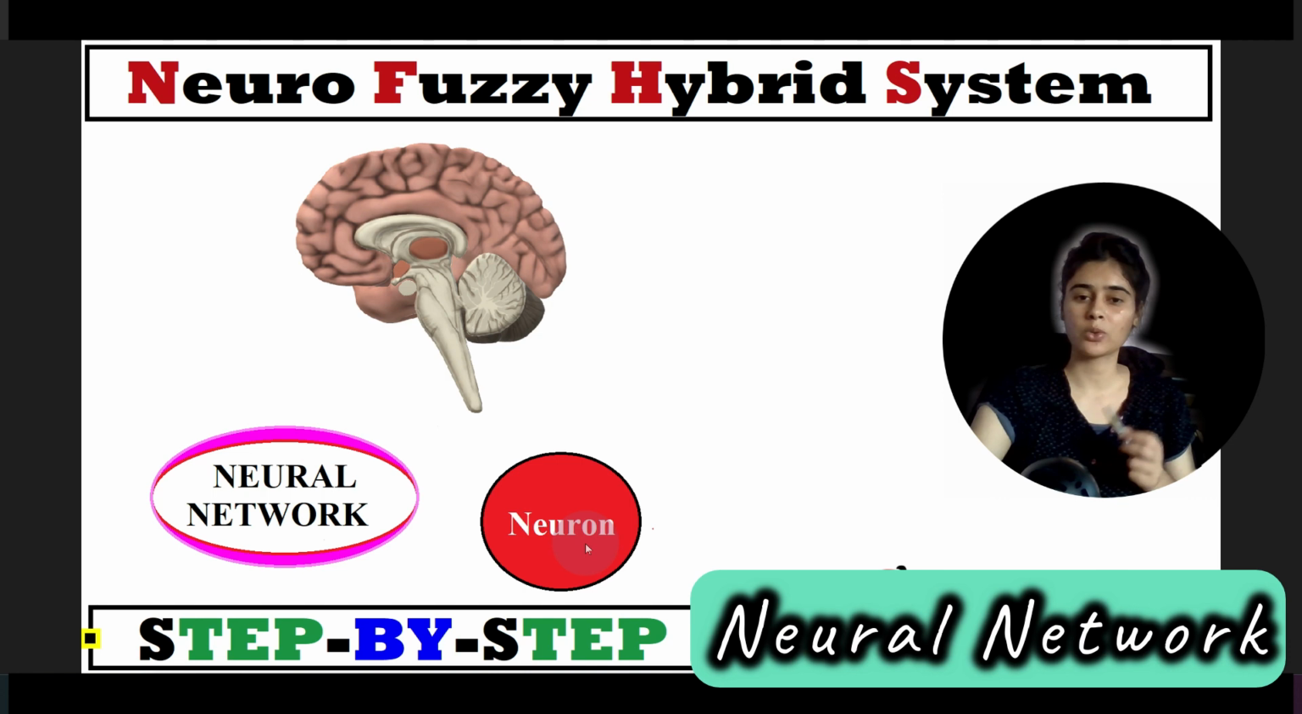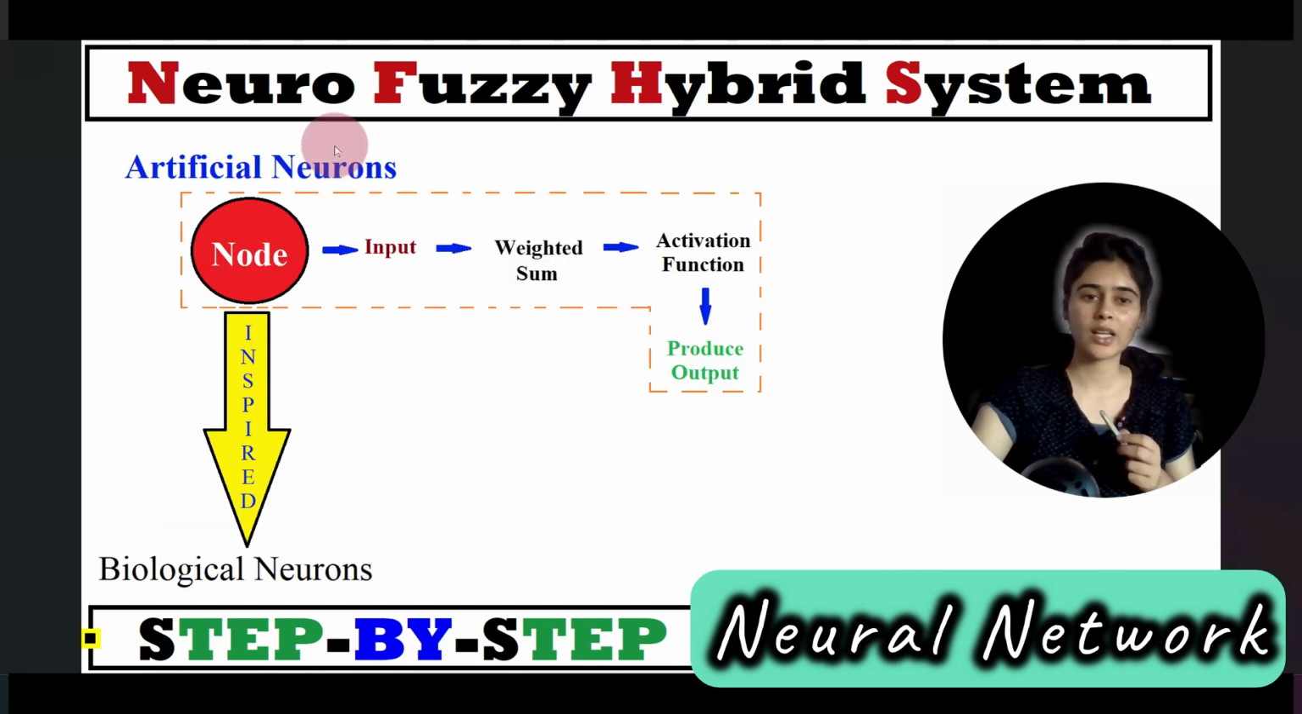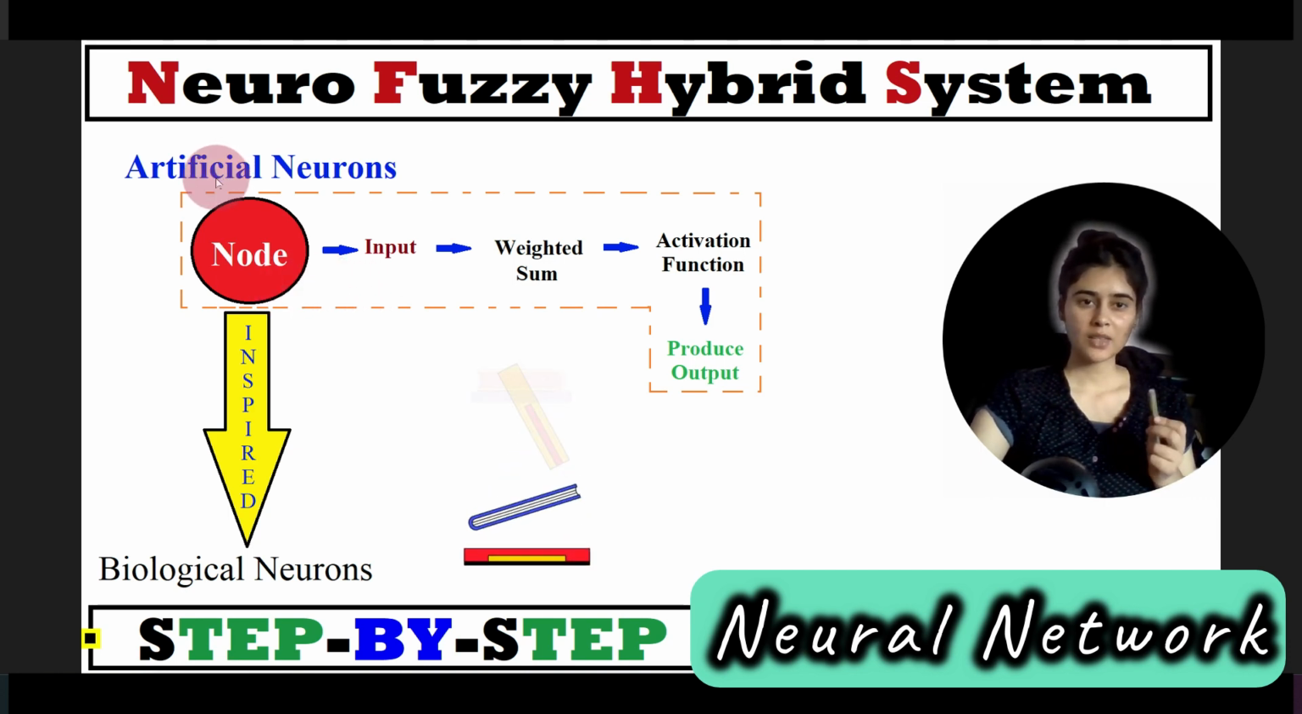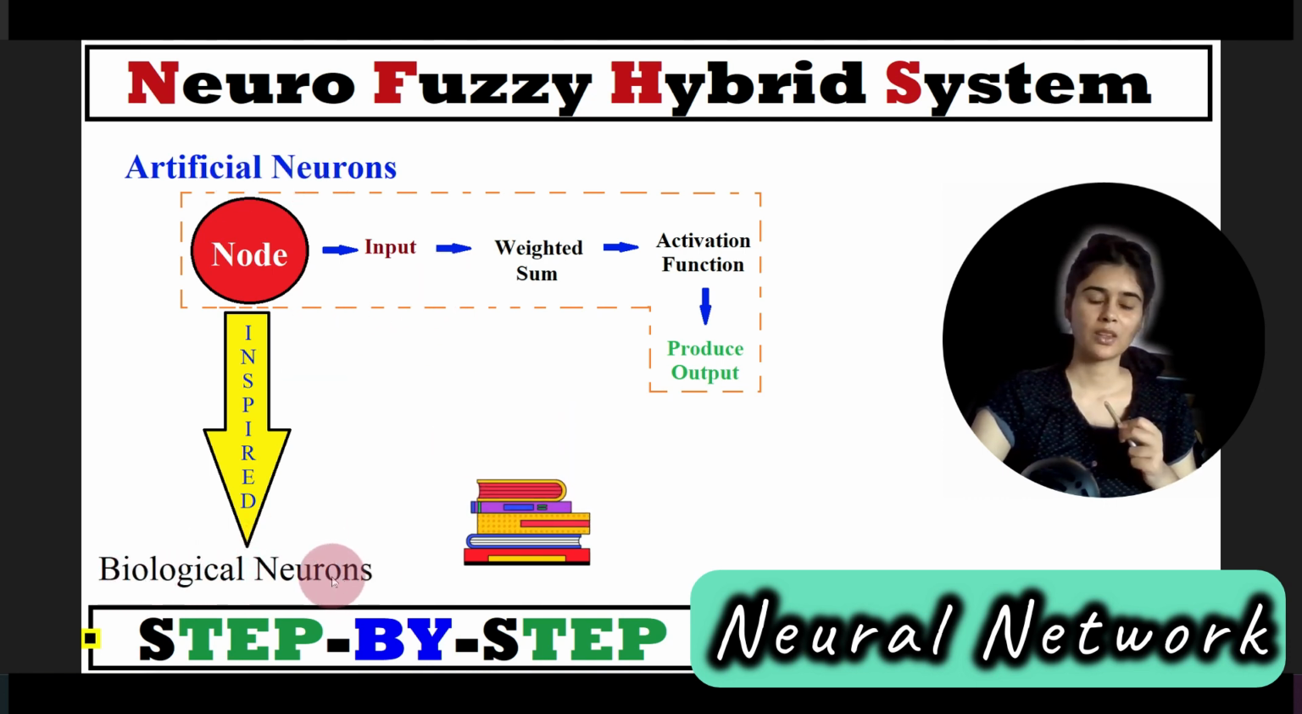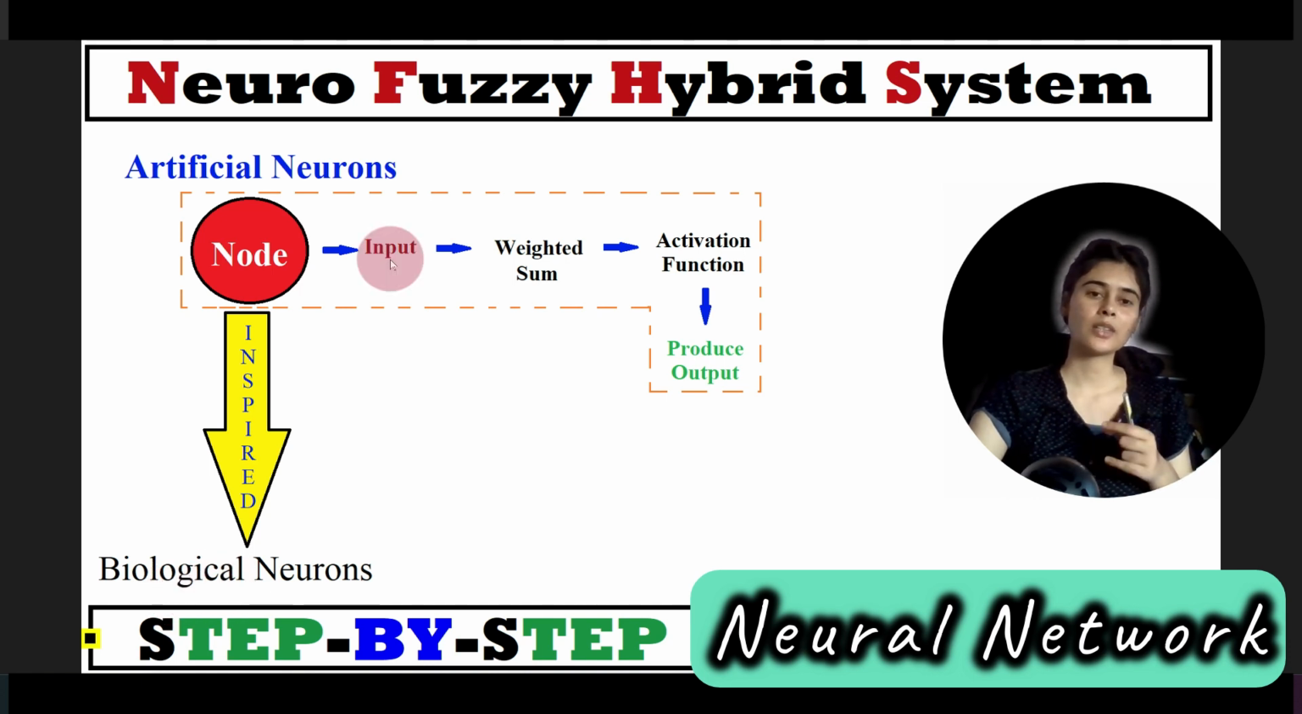Here we have neurons, that is also known as node. So here we have artificial neurons, that is also known as node or perceptrons. Artificial neurons are inspired by the biological neurons and used to perform computational tasks. Here artificial neurons can take one or more input and weighted sum of inputs is performed. Then activation function is applied and the output is produced.